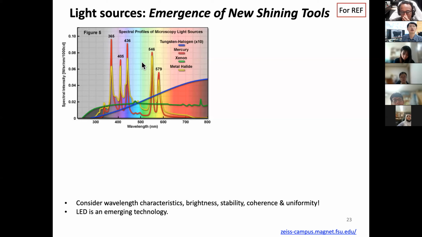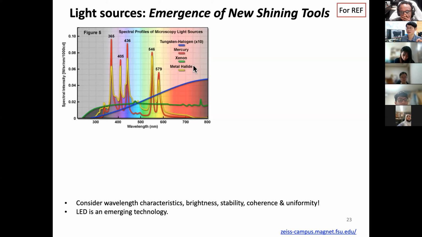So for some other applications, mercury has only defined peaks. What if I have a fluorophore that has to shine in here, and the output is very low for mercury? That's not good. Because of that, if you need a more versatile illumination over these wavelengths, you can see the xenon arc lamp provides quite uniform, not super bright, but quite uniform illumination spectrum. So that's when you have to use xenon, and this is also very expensive.